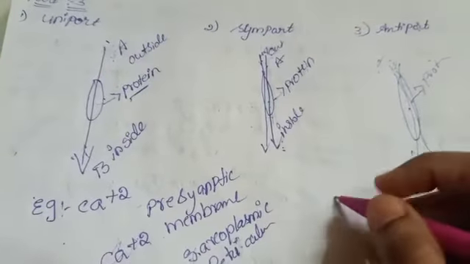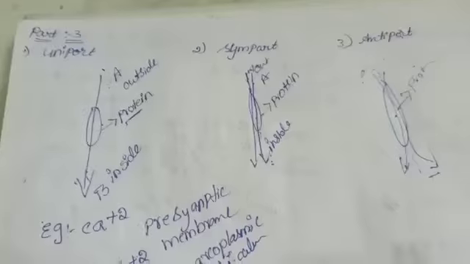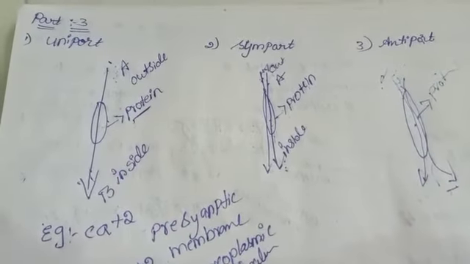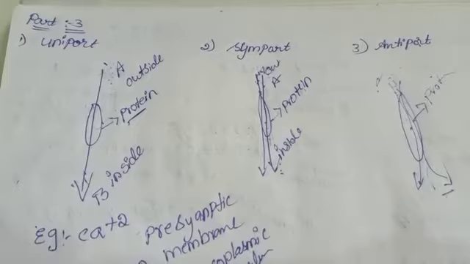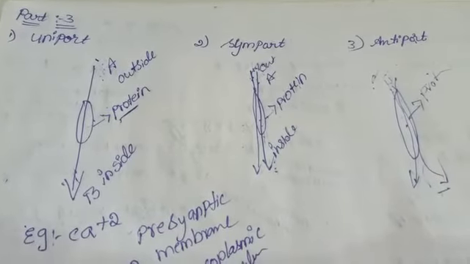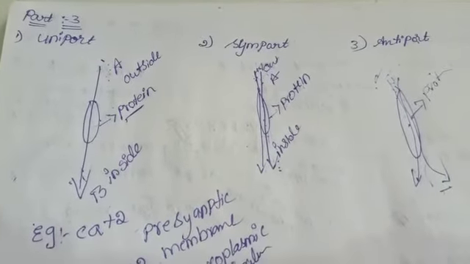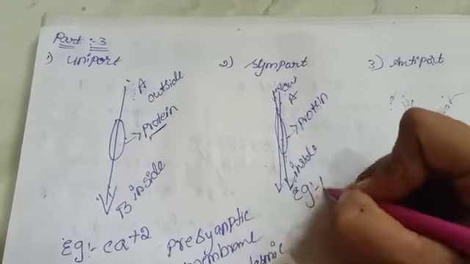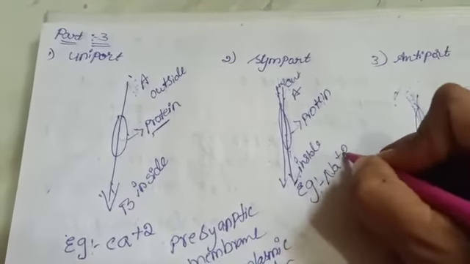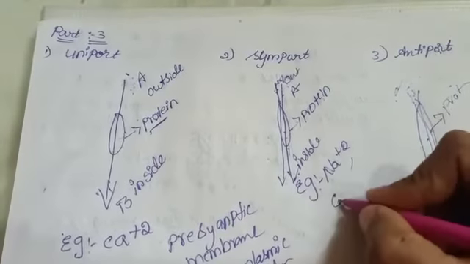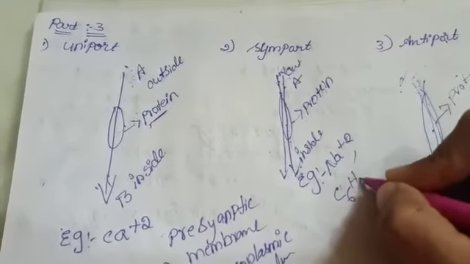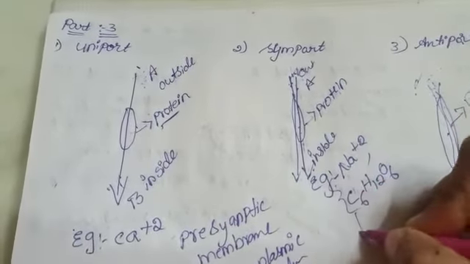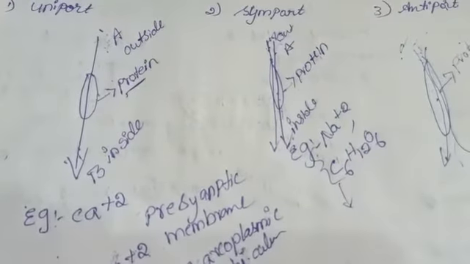When coming to symport, the example is sodium ions and glucose. The formula of glucose is C6H12O6. These act together in the intestine.